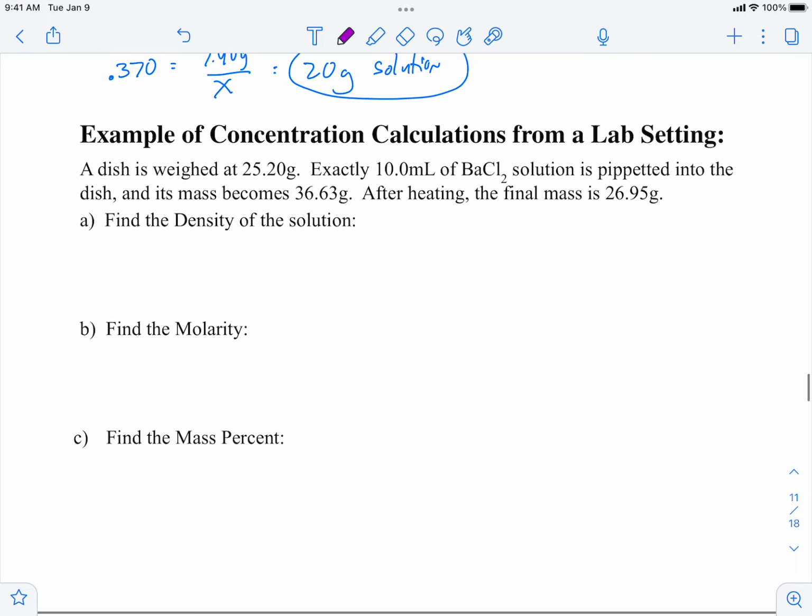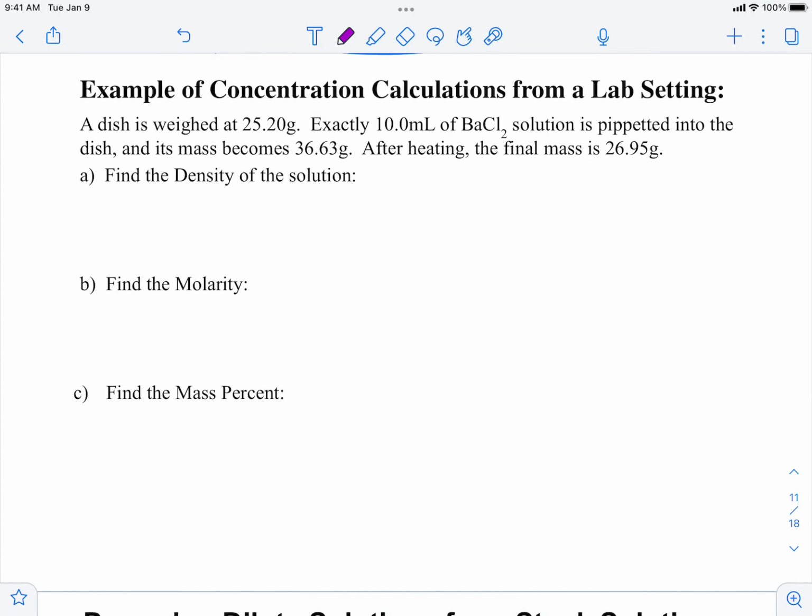All right, let's talk about an example that we would see from lab. So let's say in lab we have an evaporating dish. The dish by itself has a mass of 25.2 grams. Okay, so it's weighed by itself. And then we add 10 milliliters of barium chloride solution to it, and it's weighed again. The weight goes up. Makes sense, right? You're adding something to it, so the weight should go up. And then we heat it.